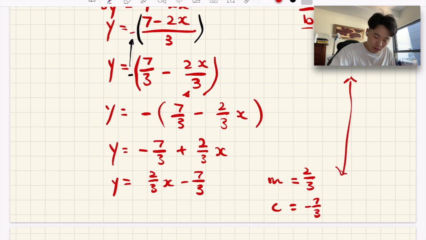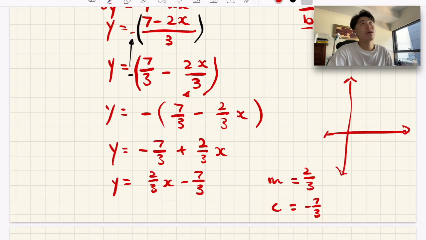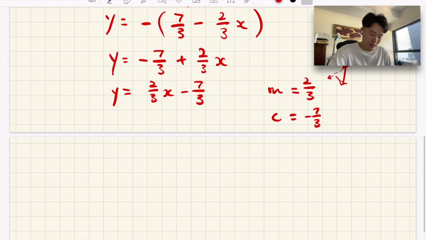Quickly looking, what would that look like? Where's negative 7 over 3? It's around negative 2.33, so it's around here. Let's say that's 2.33, so it will pass from here. And what is this gradient? 2 over 3. So for every 2 it rises up, it will go across 3. So something like this. So it's not exactly 1, but it will be like that. Okay? Yeah, that's it.